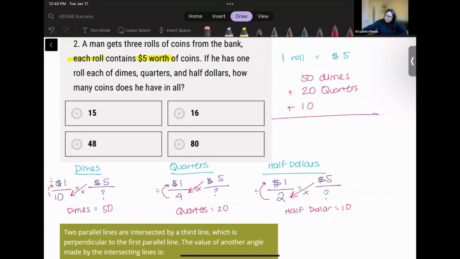Now we just add all these up. That's going to be 50 plus 20 plus 10, which is 80. So we have a total of 80 coins.